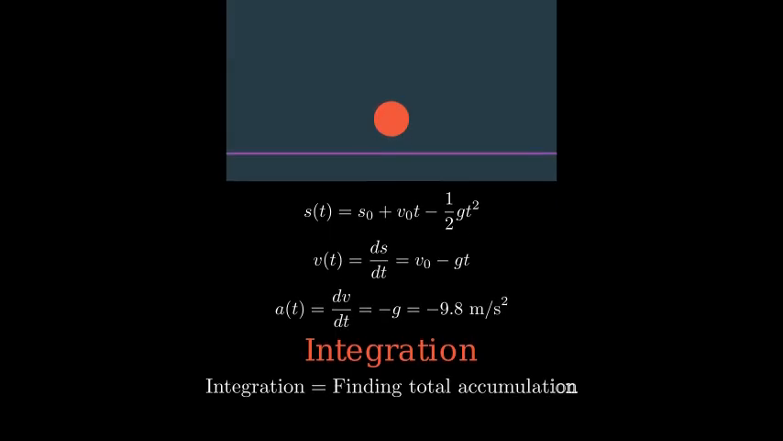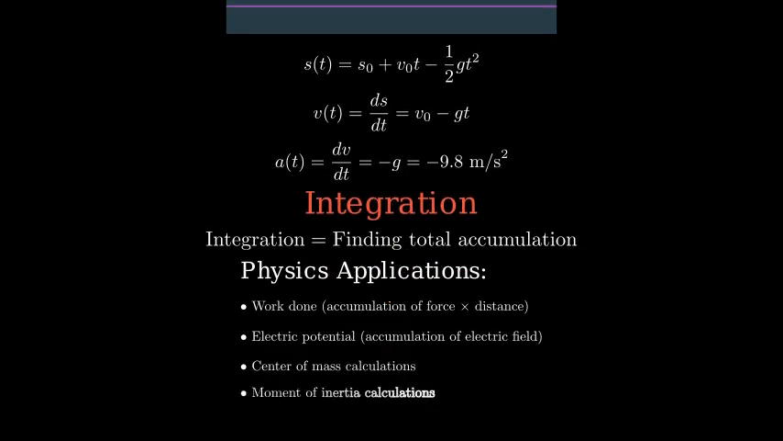Now, let's move on to integration. Integration can be thought of as the opposite of differentiation. It helps us find the total accumulation or sum of quantities. In physics, we use integration to calculate work, energy, center of mass, and many other physical quantities that involve accumulation.